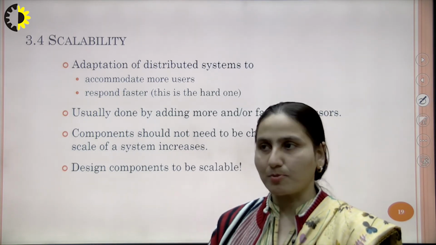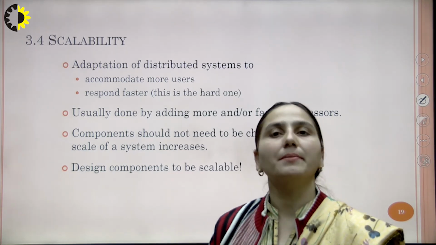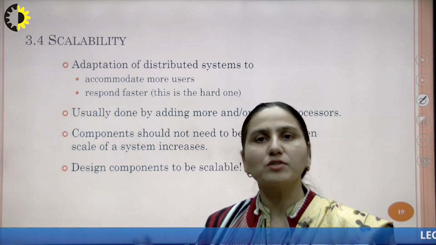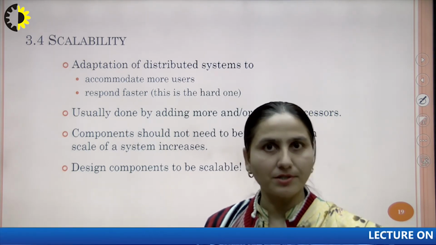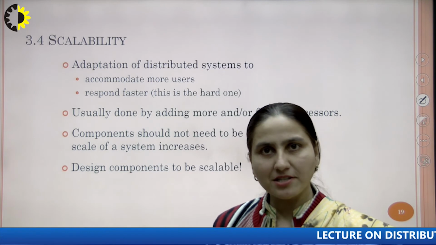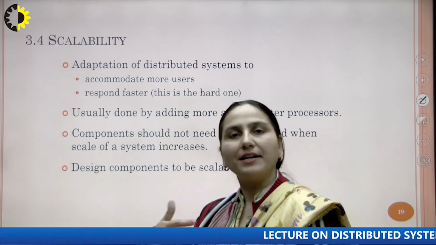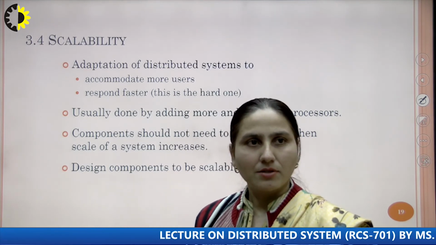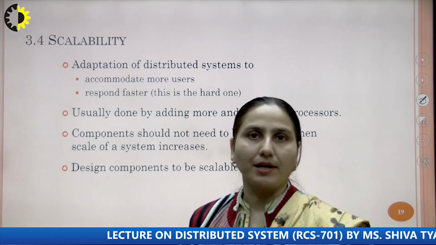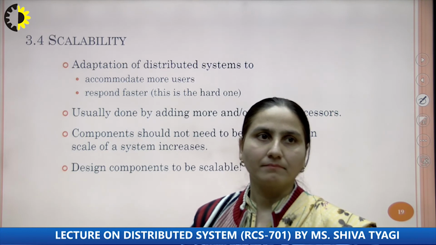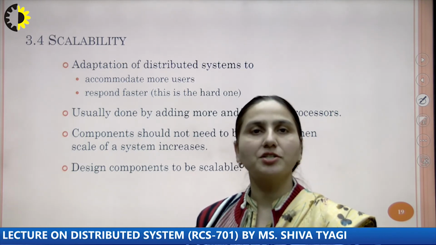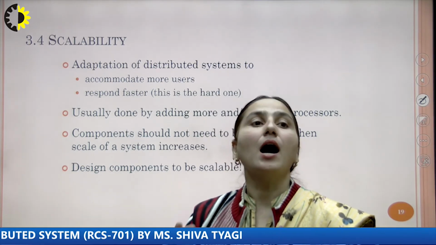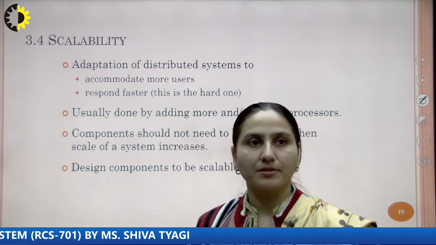How the system is responding, how much time that particular system actually needs to respond to a particular query, is an important thing. Each of us wants a quick response from the system. Imagine you have sent a particular query and that query is taking hours. So, how fast the system is responding is again important. It is basically the adaptation of the distributed system to accommodate more users, whatever the number of users, while the system responds fast.